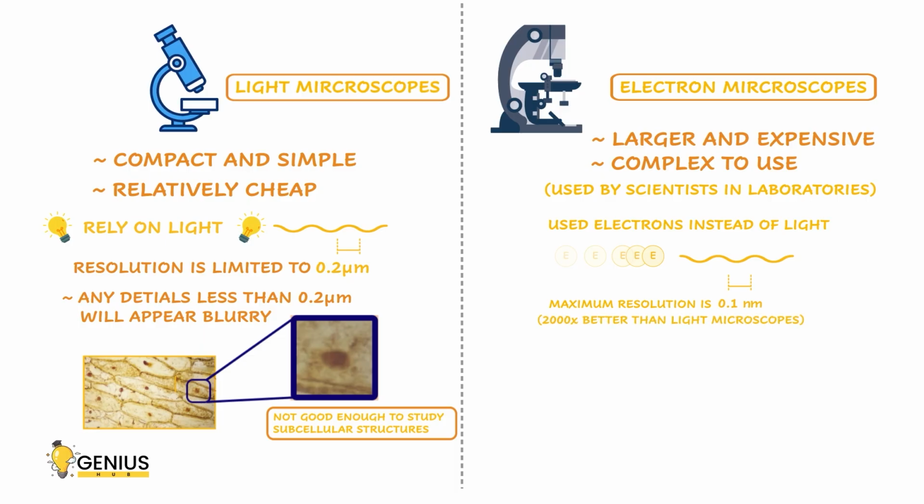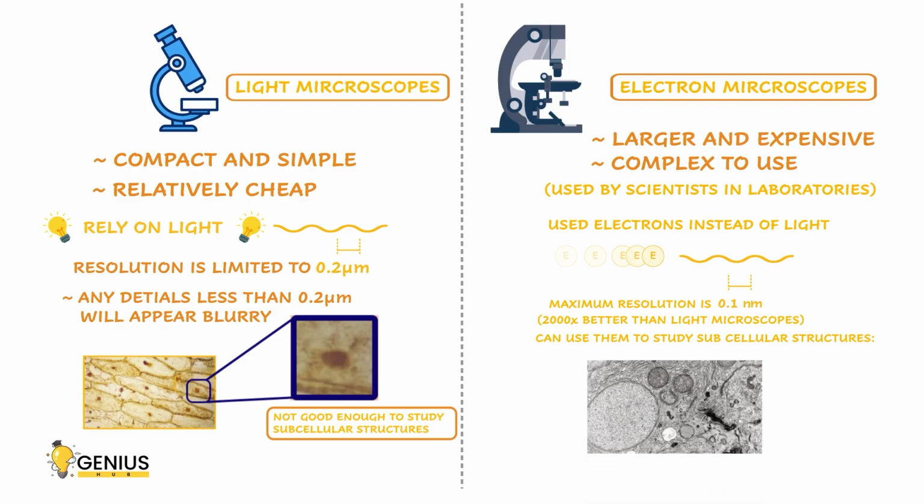This means electron microscopes can provide much higher magnifications without blurring. They enable us to examine subcellular structures such as mitochondria in detail. For instance, this image of a pancreas cell was taken with an electron microscope. We can clearly observe the nucleus at the center and mitochondria surrounding it.